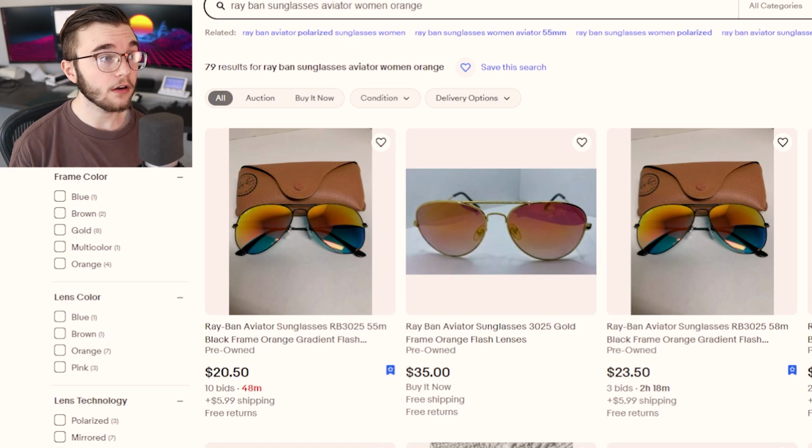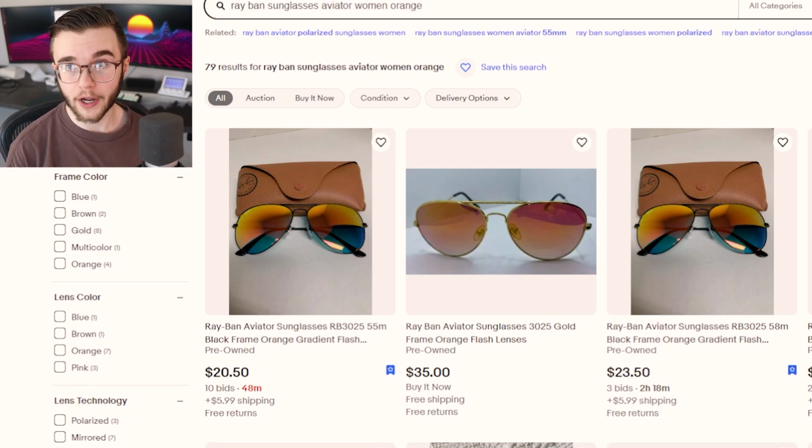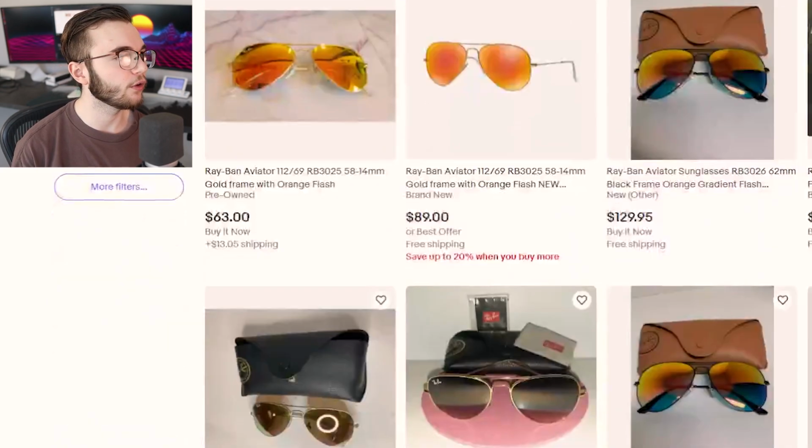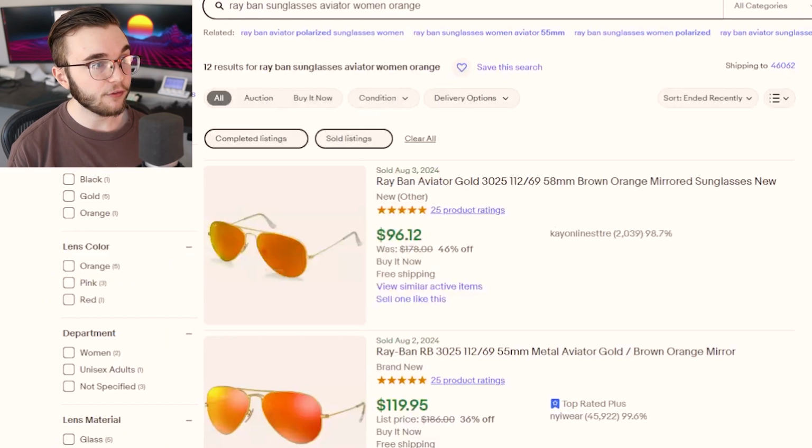And to go even a step further, what if you find glasses that are bright orange? Women's aviator Ray-Ban sunglasses that are bright orange. You search that up, there's 79 results, not very many of those, but you might find one. And if you look at sold, 12, that is a devastating sell-through rate.